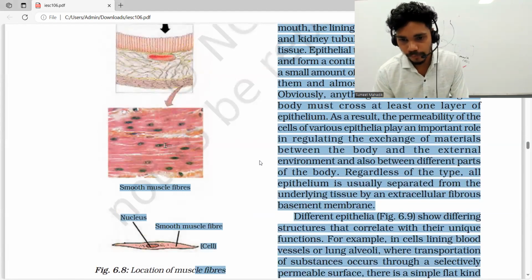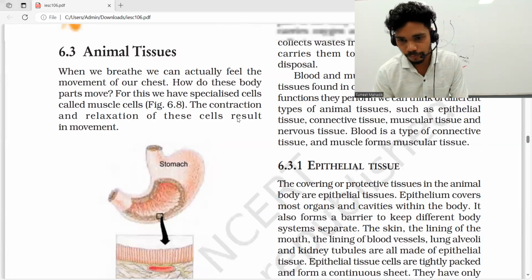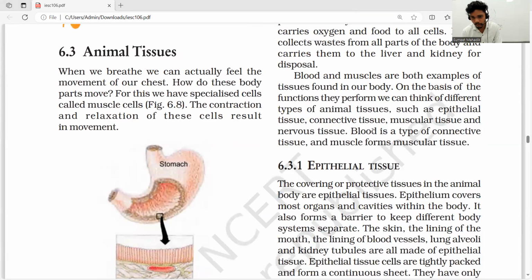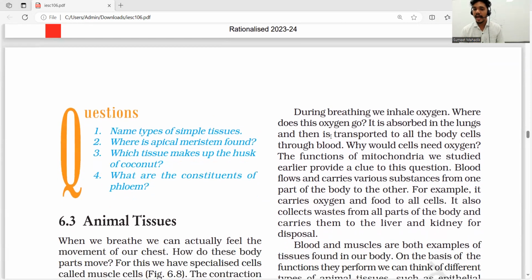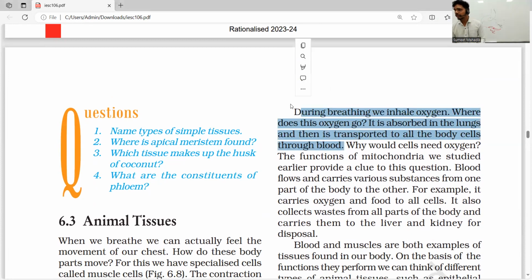Now, let's talk about this one. During breathing, we inhale oxygen. Where does this oxygen go? It is absorbed in the lungs and then transported to all the body cells through the blood. So can I say blood is a connective tissue? Yes, blood is a connective tissue.